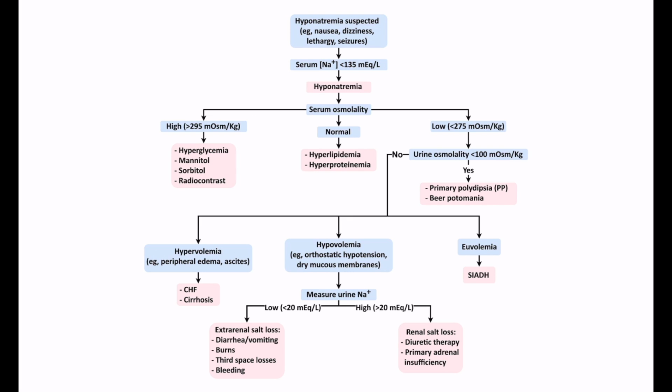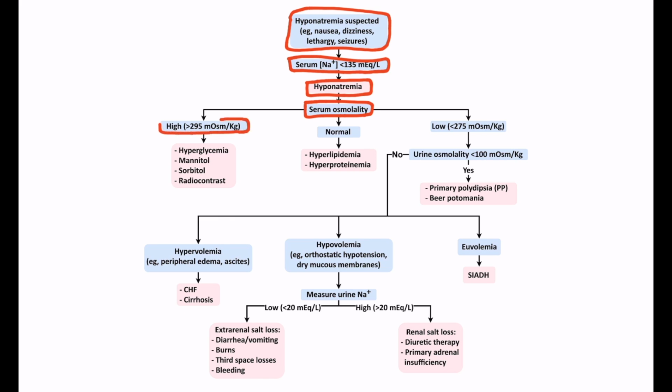Here is an algorithm that we're going to use to elaborate on evaluation of hyponatremia. When hyponatremia is suspected, for example, a patient presents with nausea, dizziness, or lethargy, we need to measure serum sodium concentration. If serum sodium is less than 135 and hyponatremia is confirmed, the next step to identify the cause is measuring serum osmolality. We have three possible results of serum osmolality. If it is high, more than 295, then the possible implicated causes, as we previously discussed, are hyperglycemia, use of mannitol, sorbitol, or radiocontrast agents. If serum osmolality is normal, it is most likely pseudohyponatremia, and the causes may be hyperlipidemia or hyperproteinemia.